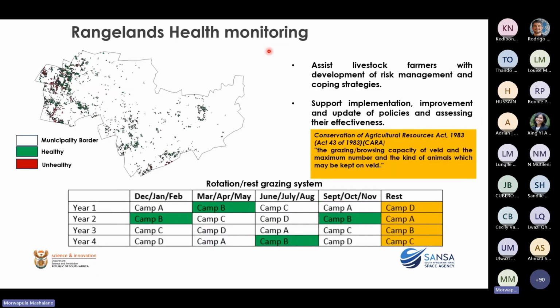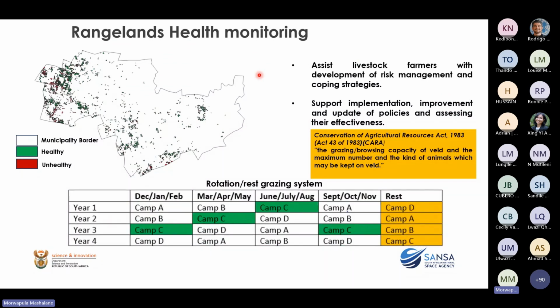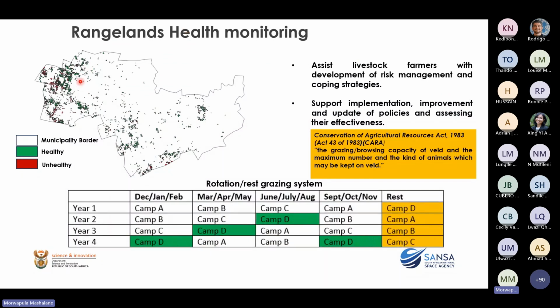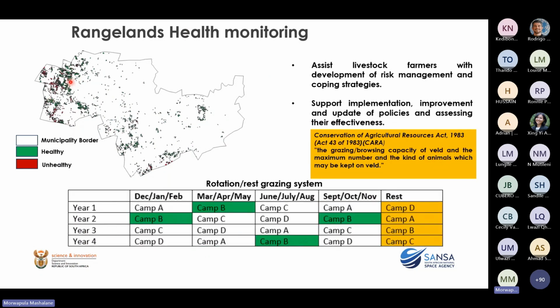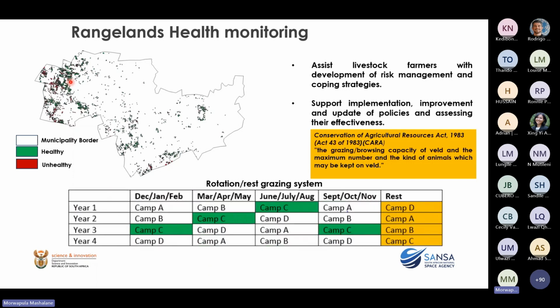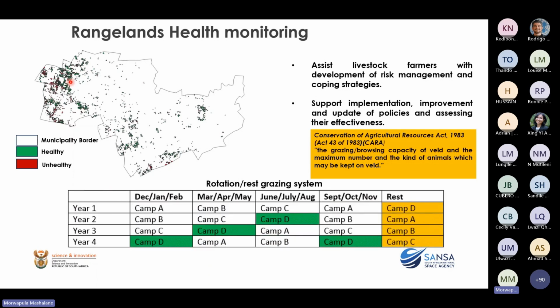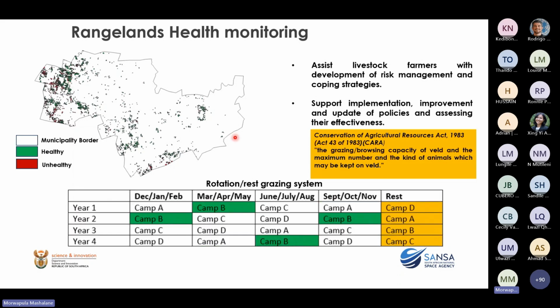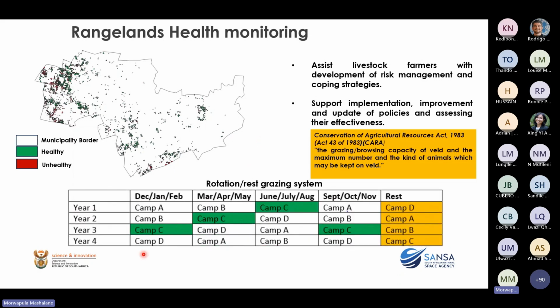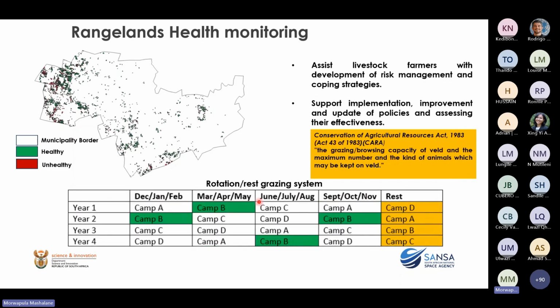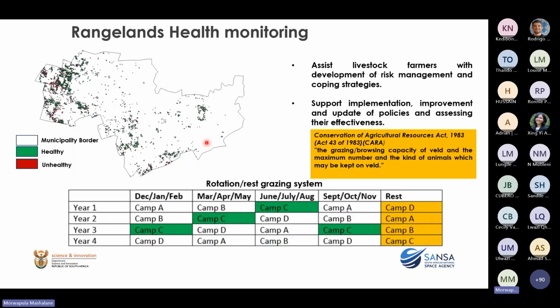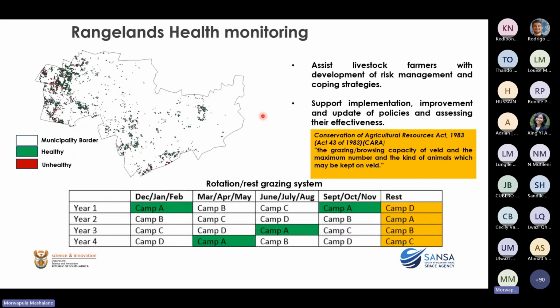And also you look at the rangelands health, whereby we are looking at the pasture, whether the veld is actually healthy. If it's not healthy, then the farmers can do what we call a rotation or rest grazing system, whereby they rest different camps or fields and use other fields throughout different seasons or different years. This information actually assists them to develop risk management and coping strategies.